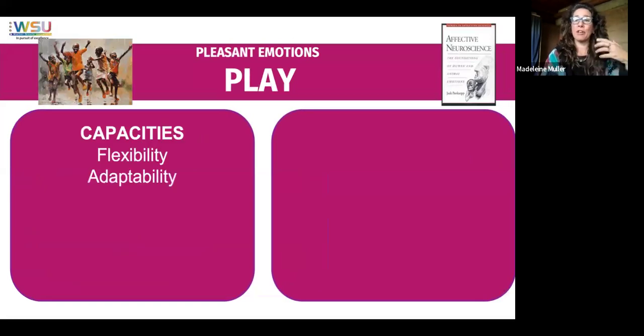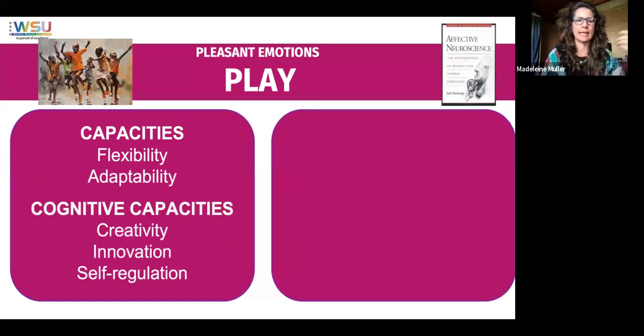So the emotion of play, or the affective state of play, makes other capacities possible, like flexibility and adaptability, and gives us these amazing capabilities, for example, to be creative, to be innovative, and even self-regulation. If you play sports with other people, or even touch games on the playground, following the rules and staying within them makes the game more fun. And being able to work with somebody else to make the game work is also good for us in terms of how we learn to work together as human beings.